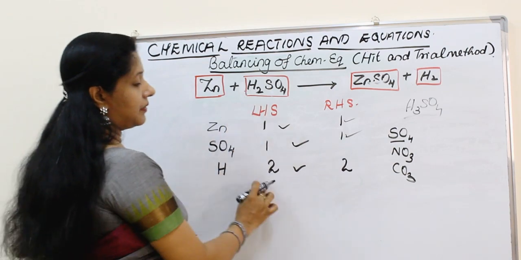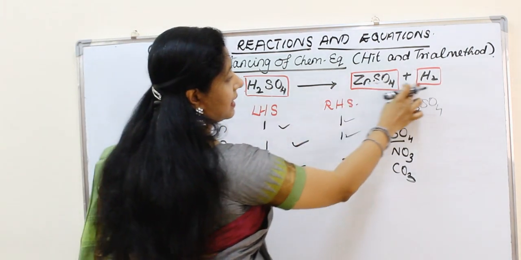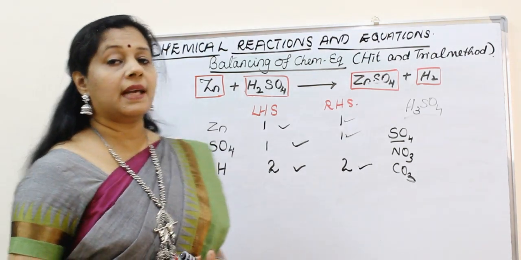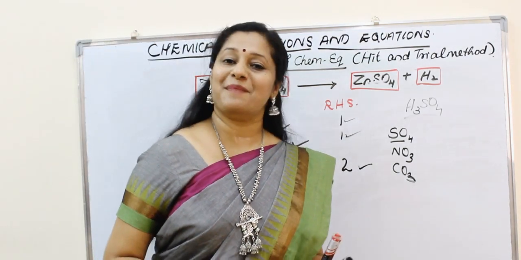Then comes hydrogen. On the left hand side, how many hydrogen? 2 hydrogen atoms are there. Right hand side also 2 are there. So it is equal. In this case, we can say that the equation is already balanced.